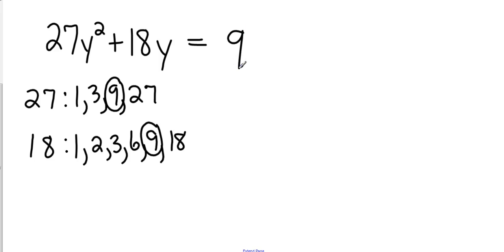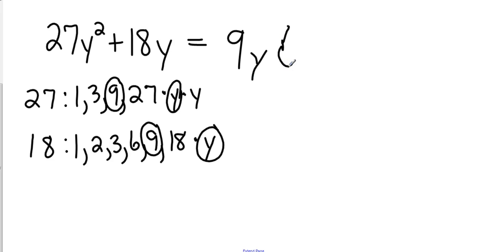So I'm going to start with my 9 on the outside of the parentheses. Now, 27y squared has y squared, and 18y has y. So how many y's do they have in common? They each have one y in common, so I'm going to put that on the outside of my parentheses. Now I've factored out all of the common factors, so I'm going to work my parentheses.